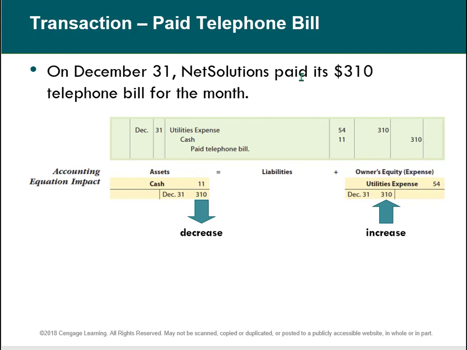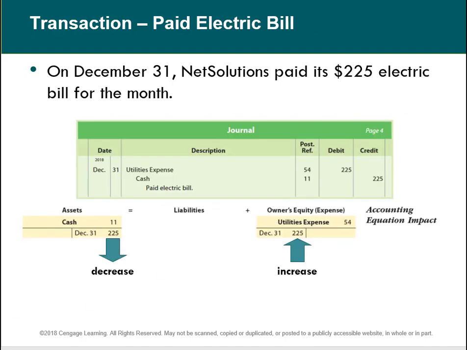$12.31, NetSolutions paid its $310 telephone bill. So we're calling it utilities expense and credit cash. Okay, debit utilities expense, credit cash. Then they paid $225 electric bill for the month. All right, debit utilities expense, credit cash.